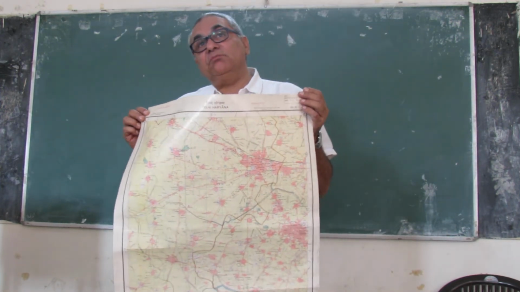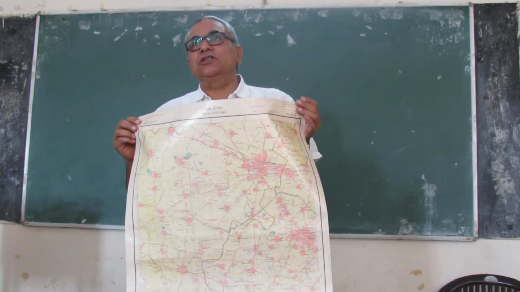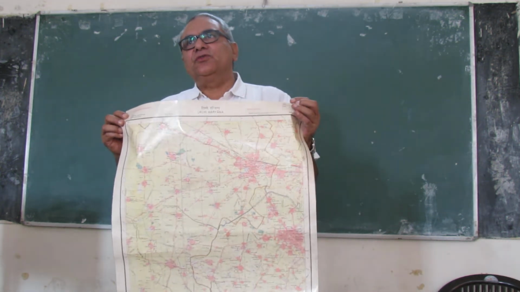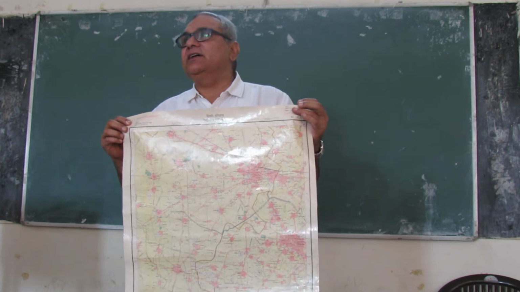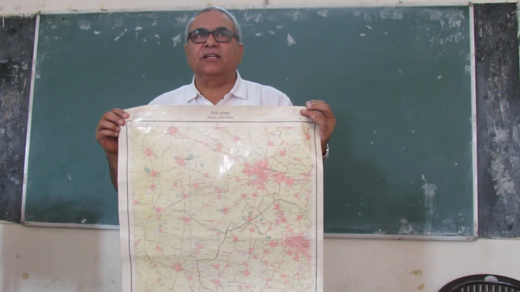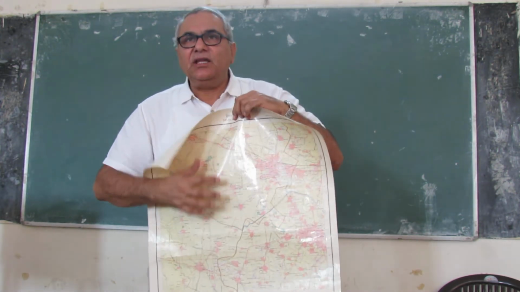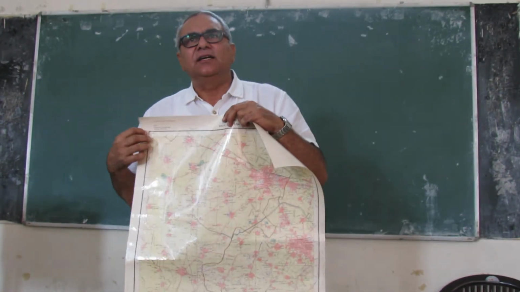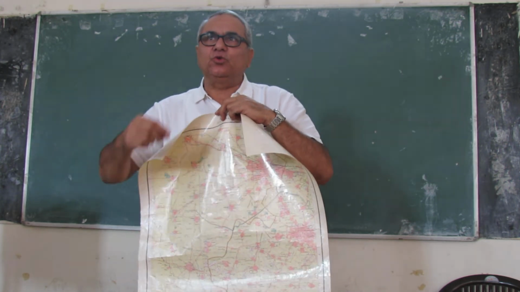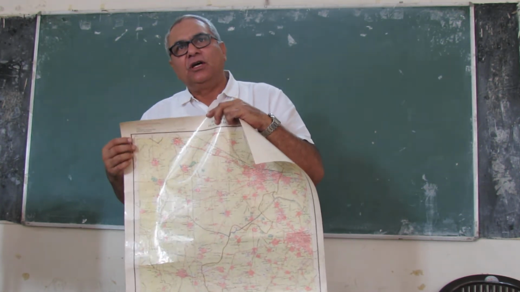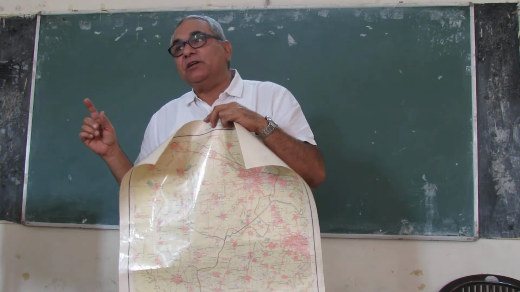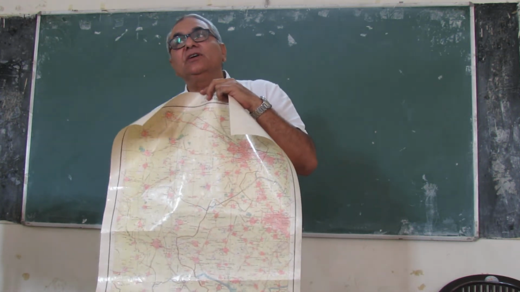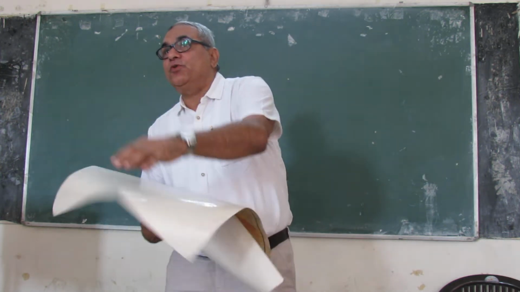you may not find many contours in this toposheet. Few contours are visible of the Aravali Hills or the relic mountains of Aravali in the region. So I will give you the toposheets of the Himalayan region to interpret the contours. Before interpretation of the toposheets and the relief features, we are discussing the profiles.